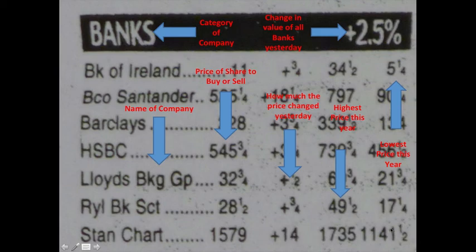The final column here is the lowest that this particular share has been in the last 52 weeks. So Standard Chartered here has been as low as £11.41, and Lloyds Bank has been as low as 21.75 pence. Using this information, you are to fill out your share portfolio sheet.